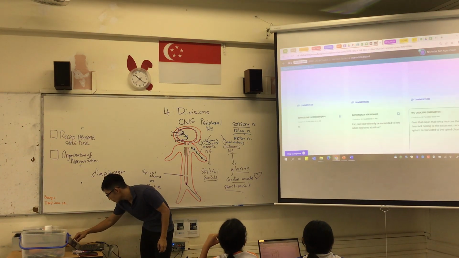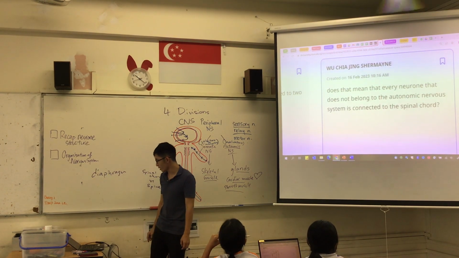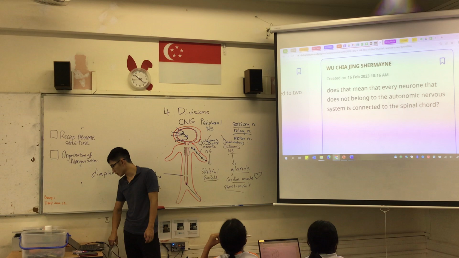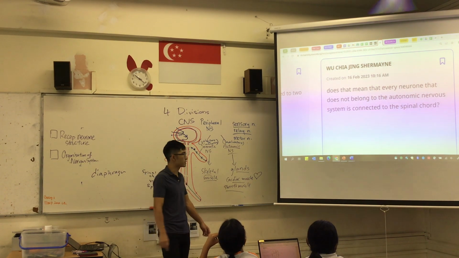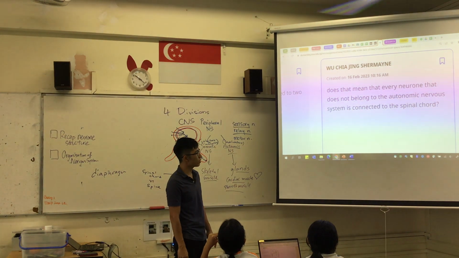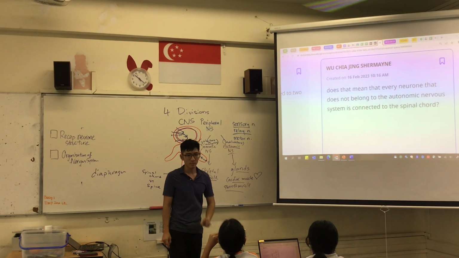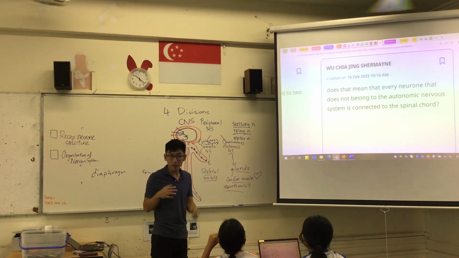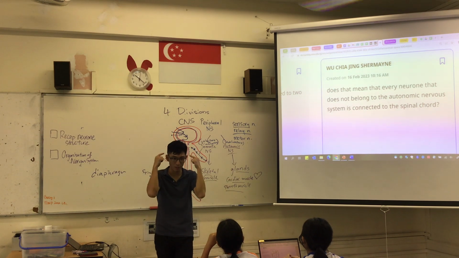Any more questions? Shemaine asks, does it mean that every neuron that does not belong to the autonomic nervous system is connected to the spinal cord? I need to process this. Does it mean every neuron that does not belong to the autonomic nervous system? Oh, okay. Because, Shamit, correct me if I'm wrong, you're thinking that if it's autonomic, it means you don't need to think about it.